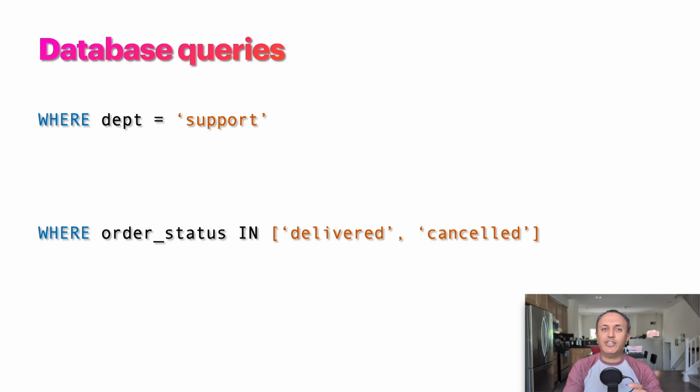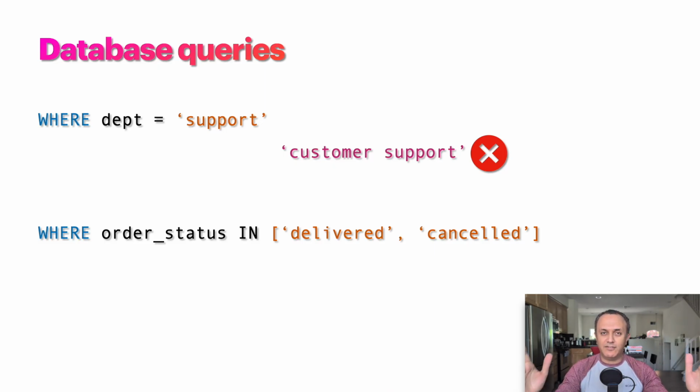Any variation in the data will not satisfy the query. For example, let's say you have a department that has customer support. If I'm looking for support, then this department will not satisfy the query, even though it contains the word support, because our queries are usually exact match. It has to match the whole value. So this would not match.